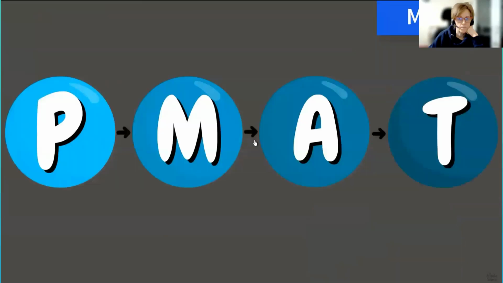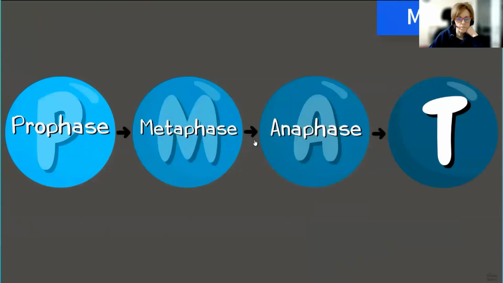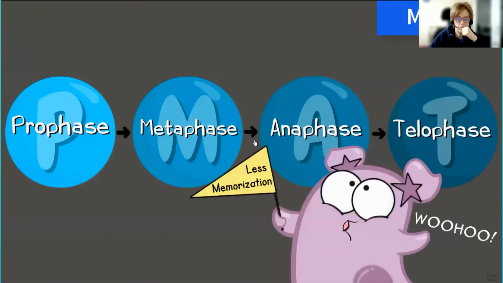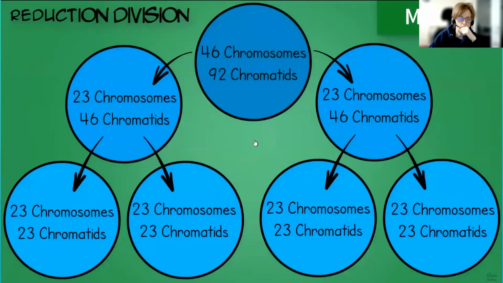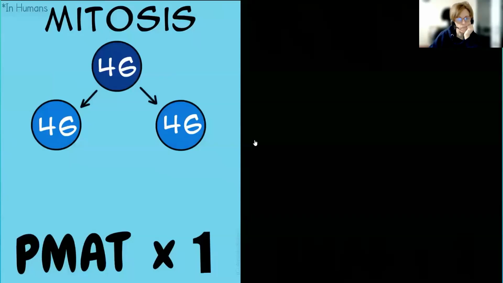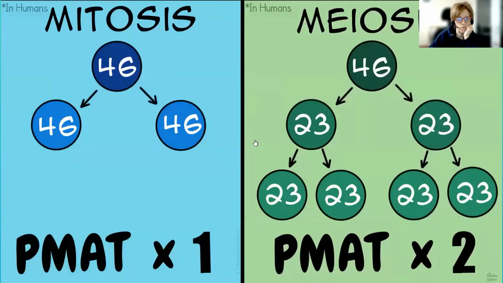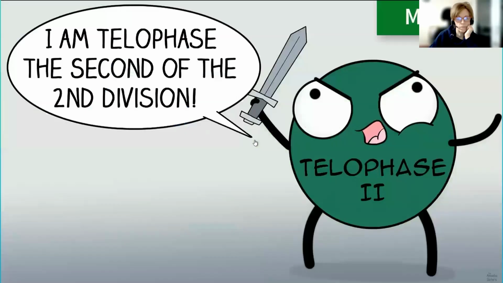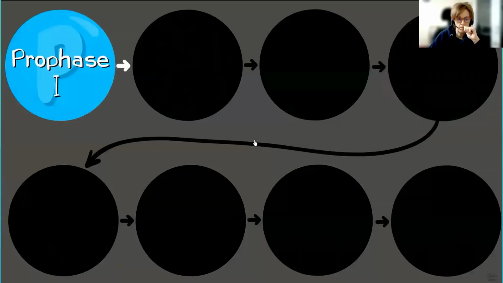You might remember the mitosis stages PMAT. The P was for prophase, the M was for metaphase, the A for anaphase, and the T for telophase. And the good news is that in meiosis, you still use those terms. But because meiosis is actually a reduction division, you're going from 46 chromosomes to 23, which means you actually divide twice. So instead of mitosis, where you divide one time and do PMAT one time, in meiosis you're going to divide twice and therefore do PMAT twice. And because of this, in meiosis, you put numbers after the phases to indicate whether you're in the first division or the second division. So let's start with the very first step, prophase 1.